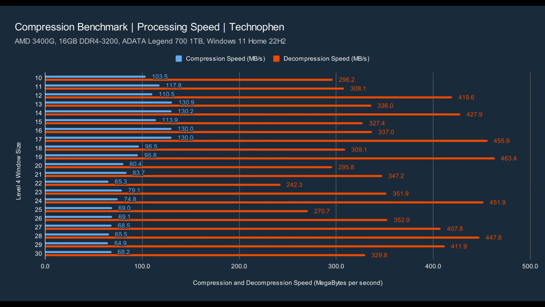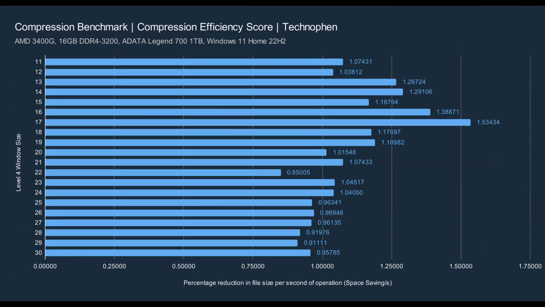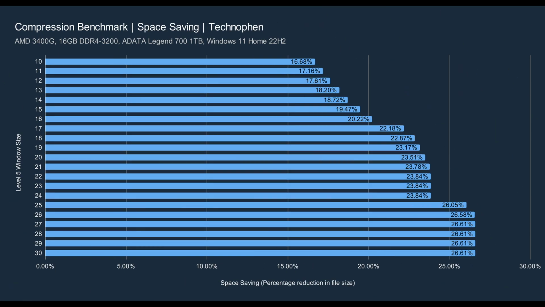Compression speeds are now below 100 megabytes per second, but decompression seems still high and not much affected by increasing compression level. Efficiency drops again, and now our best result is at window size 17 with 1.53 score. Level 5 adds 1% to all window sizes space saving.